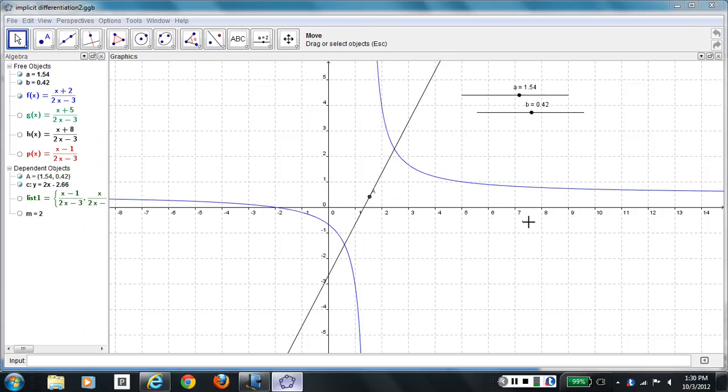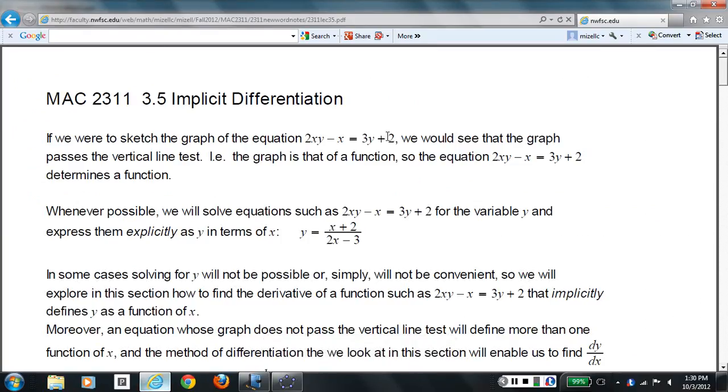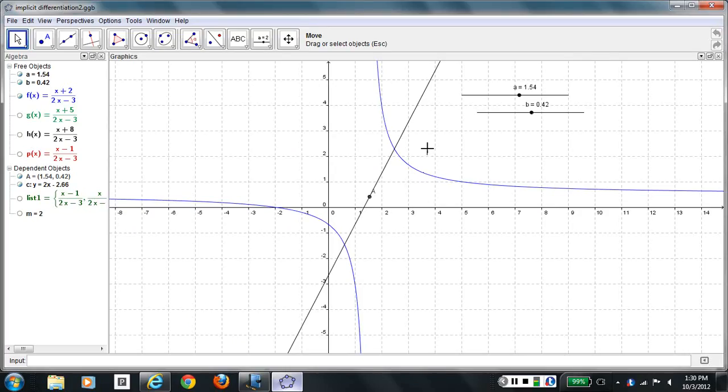All right. So this is the graph. It actually did define a function. We didn't go to the trouble of finding it, but it turns out that if you take this equation and solve it for y in terms of x, you get y equals (x plus 2) over (2x minus 3). So it does define a function, and the graph looks like that. And what I've done is had a and b represent the x and y coordinates of this point, and then over here m is that expression, (1 minus 2b) over (2a minus 3).